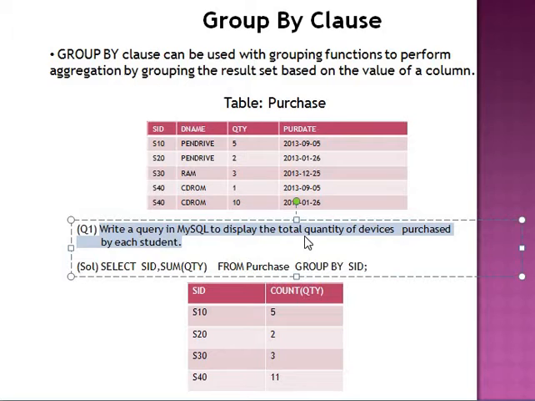Now if I have to find the total quantity of devices purchased by each student, then the student with SID entry S10 has the total quantity of devices as 5. Then for the student with SID entry S20, the total quantity of devices purchased will be 2. For the student with SID entry S30, the total quantity of devices purchased will be 3. Now look at the student with SID entry S40.